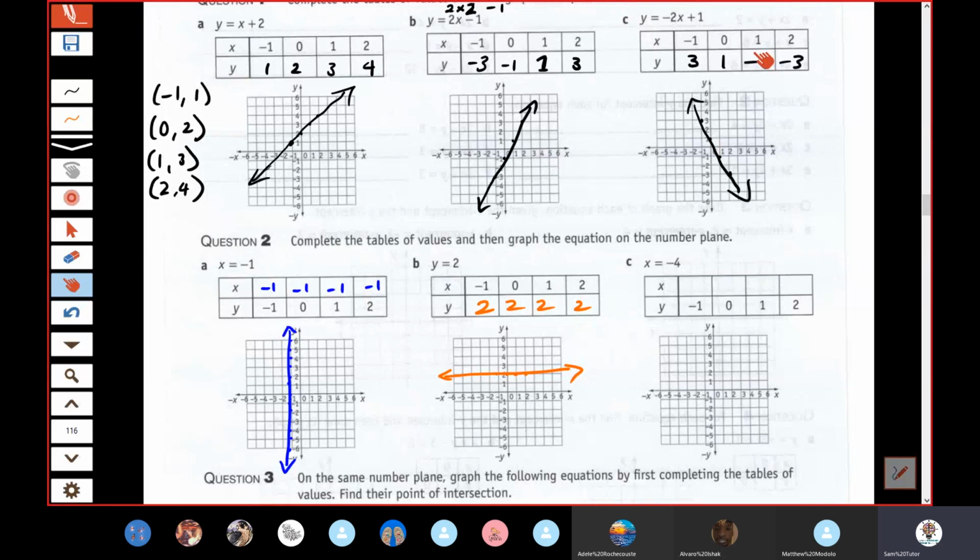You get that? X is 1. Where's your x is 1? Is it here? Is that x is 1? No, yes, x is 1 right there. And then y is negative 1 right there.